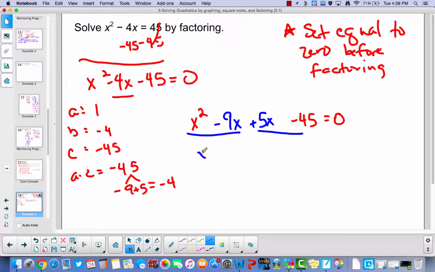What can I take out of here? x leaves me with x minus 9. What can I take out of here? 5, which also leaves me with x minus 9.